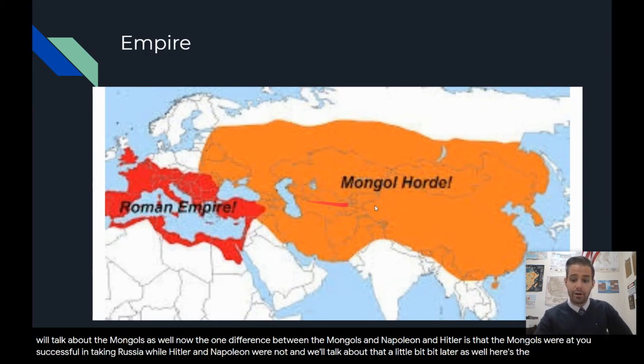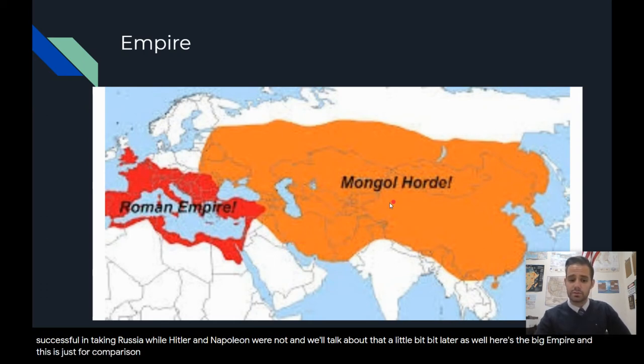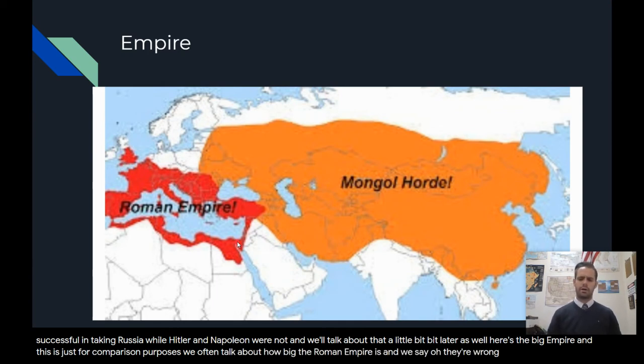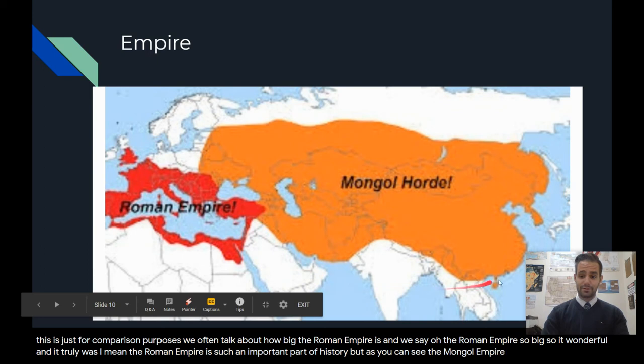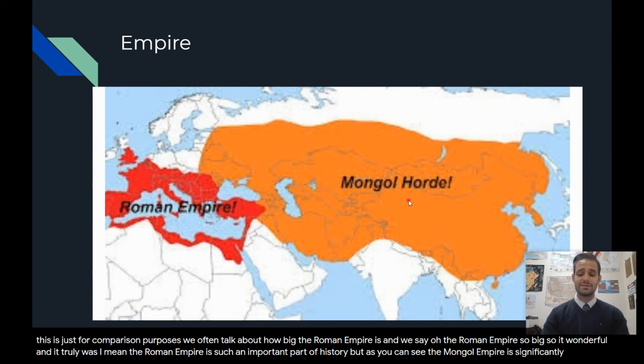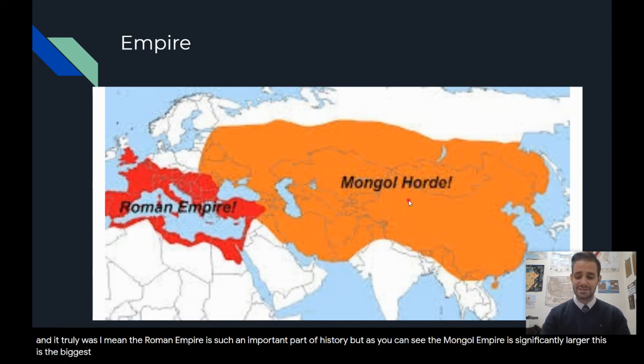Here's the big empire, and this is just for comparison purposes. We often talk about how big the Roman Empire is, and we say, oh, the Roman Empire is so big, so wonderful. And it truly was. I mean, the Roman Empire is such an important part of history. But as you can see, the Mongol Empire is significantly larger. This is the biggest, largest land empire in the history of the world.